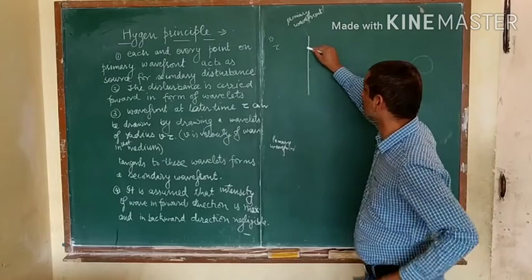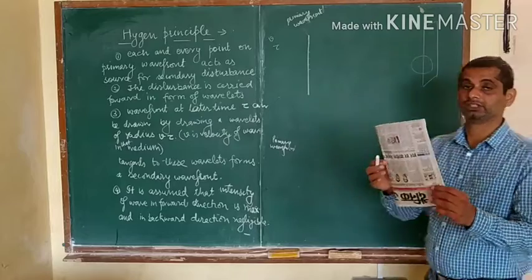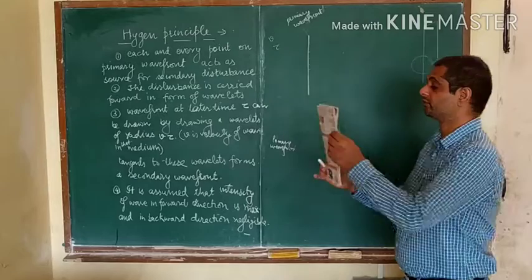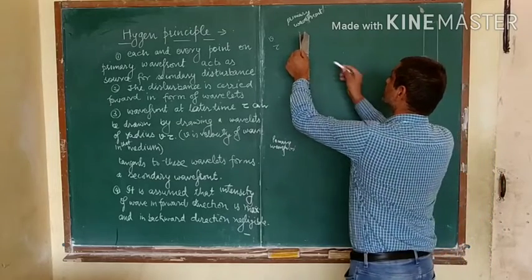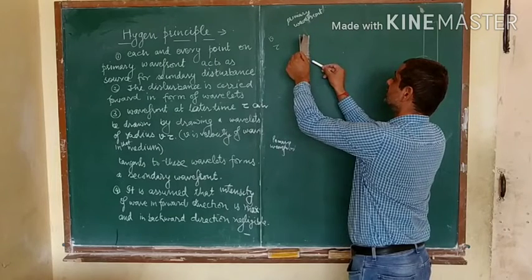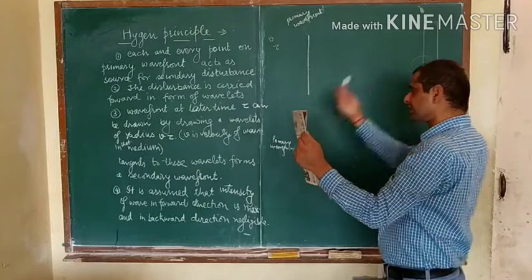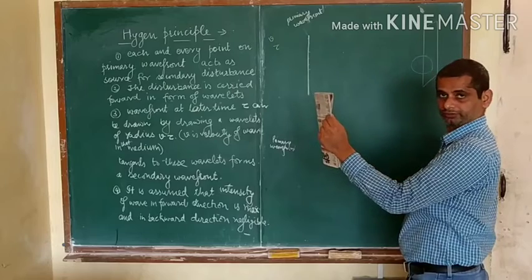So I consider this is our plane wavefront. This is our plane wavefront, just like this one. And if I place it like this, this is our plane wavefront. Now each and every point on this plane wavefront, what will it do? It is a source for the next disturbance. आगे के disturbance के लिए this is your source.